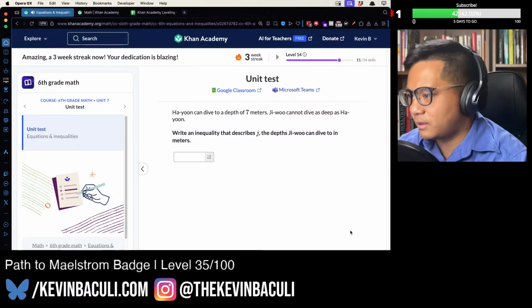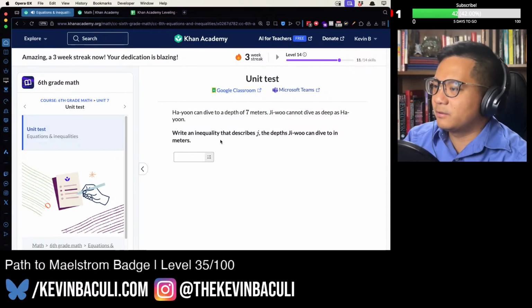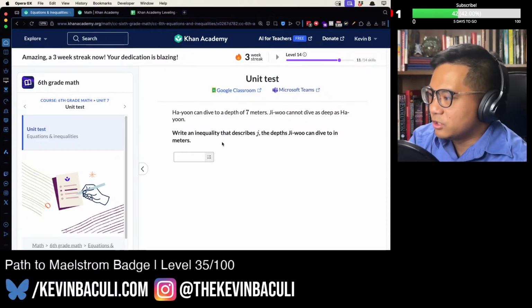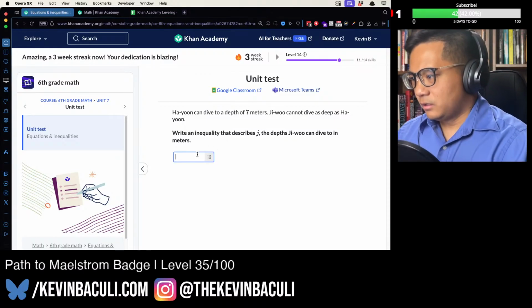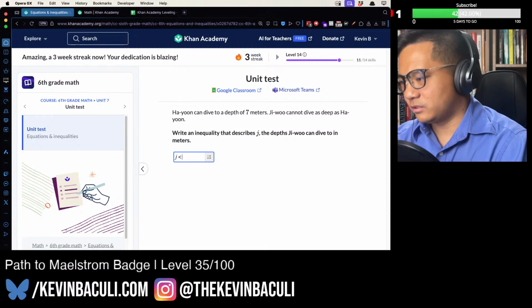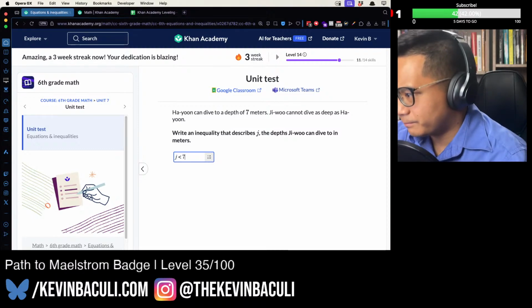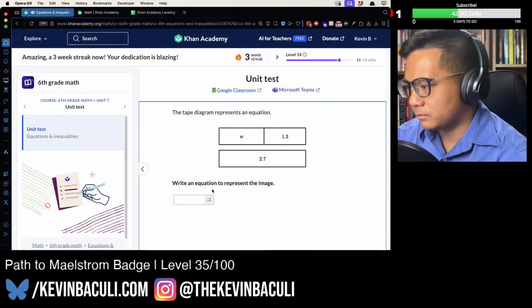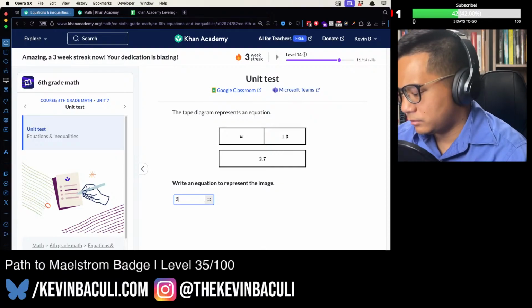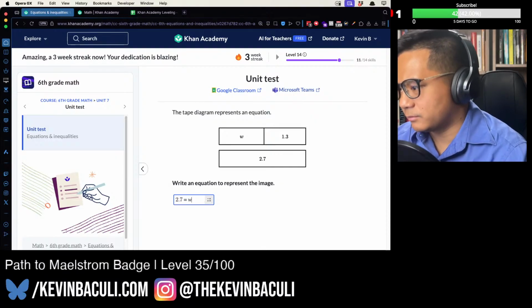Seven-fifths. Ha Yun can dive a depth of 7 meters. Jiwoo cannot dive as deep as that. J is less than 7. 0.7 equals W plus 1.3.